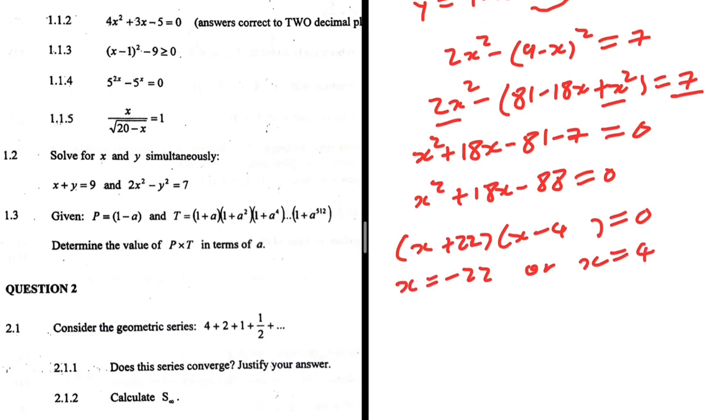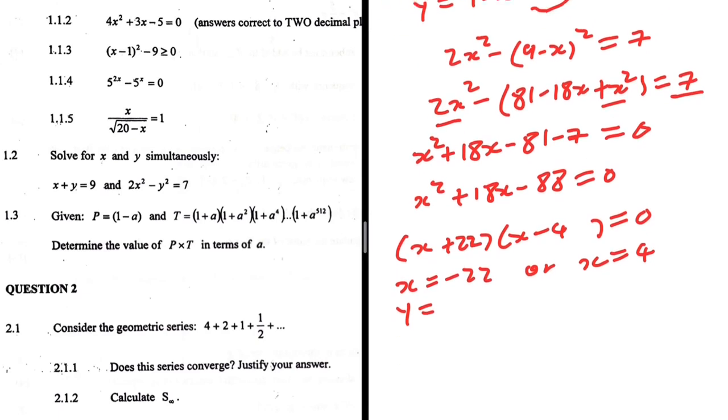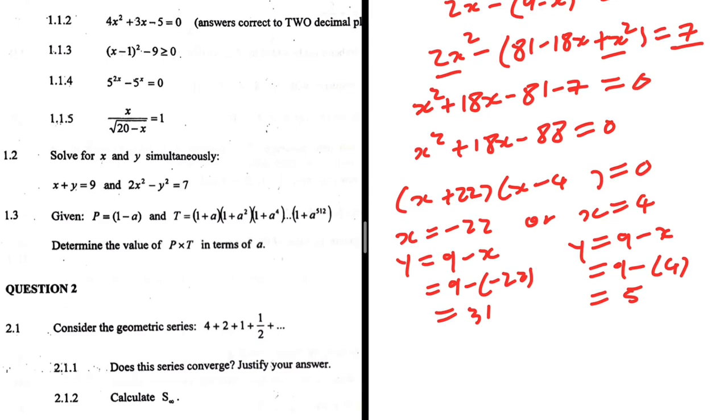Right. So what is y equal to when x is equal to minus 22? We're going to have 9 minus x. X is minus 22 in this case. So that is 9 plus 22, which is 31. Right. Y is equal to 9 minus x. And in this case, x is 4. So what is 9 minus 4? That is 5. So there we go. These are our answers. X is equal to minus 22, x is equal to 4, y is equal to 31, and then y is equal to 5.